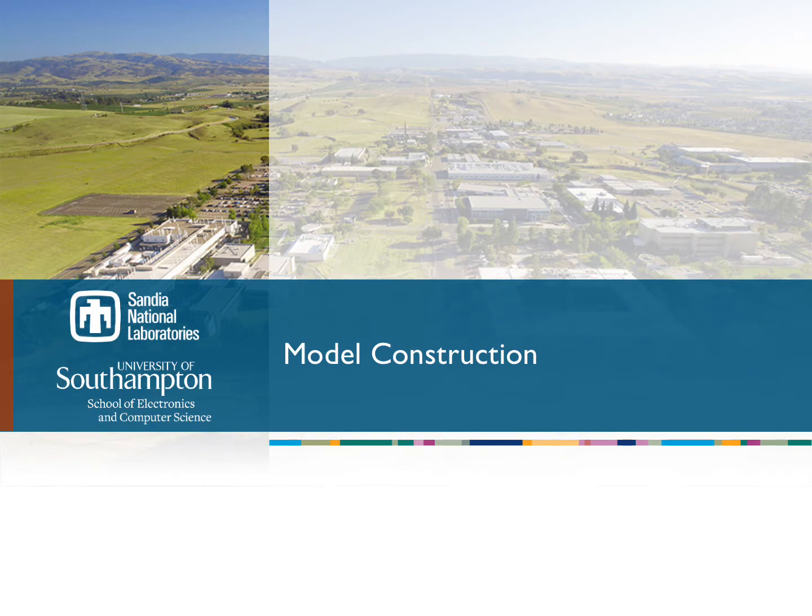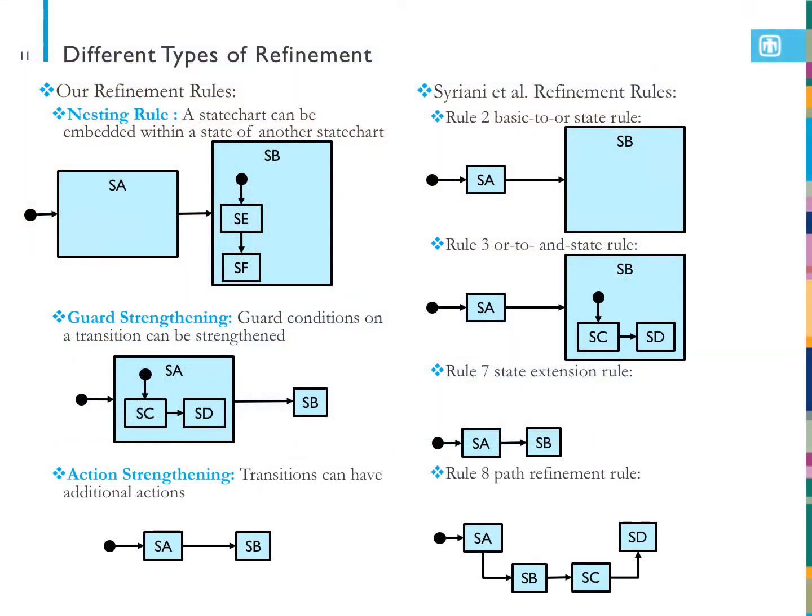The next section is the model construction section. In this section, we follow a set of refinement rules to enable the incremental design process. One, the nesting rule, which allows us to embed a state machine within an existing state. We can add OR states or parallel states as shown.